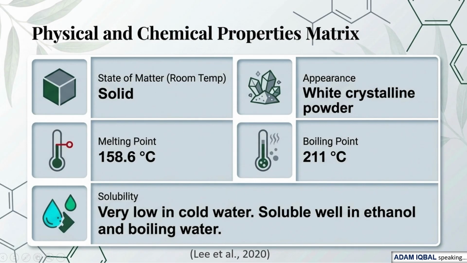Next, we need to know about the physical and chemical properties of this compound. First things first, salicylic acid is a solid at room temperature and appears as a white crystalline powder. Next, it melts at 158 degrees and reaches its boiling point at up to 211 degrees. Salicylic acid has very low solubility in cold water, but it dissolves well in ethanol and boiling water.